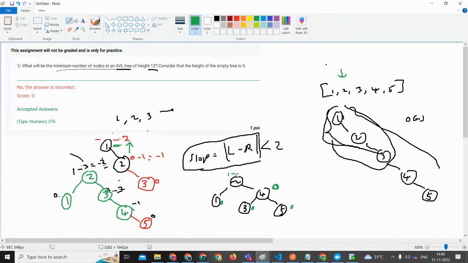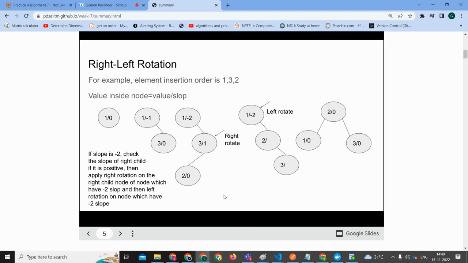For 2, there is 1 level on the left-hand side and 2 levels on the right-hand side. It's equal to -1. Okay. So now this is a balanced tree. Got it? Yes. Good.